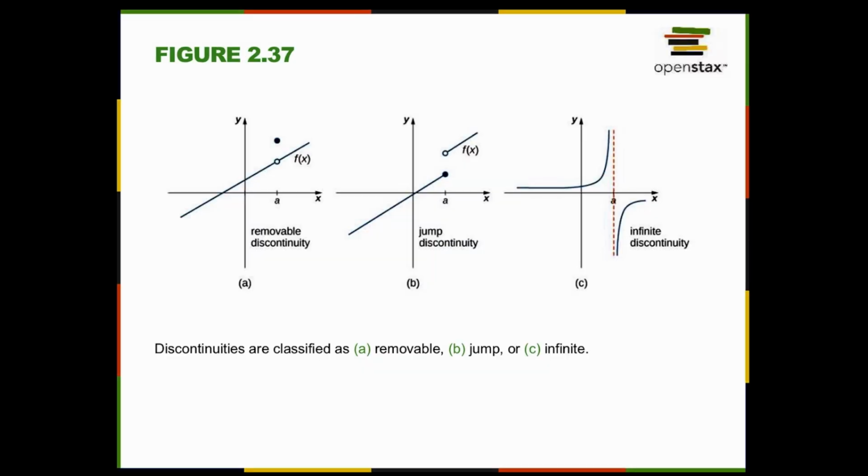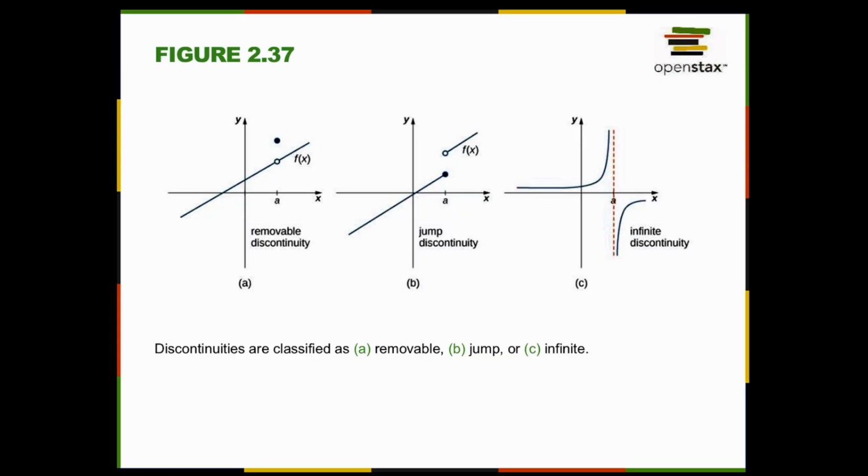So as we've just seen from the previous examples, not all discontinuities look the same. So mathematicians classify discontinuities into three major categories. The first category would be considered a removable discontinuity. We have a jump discontinuity, and we have an infinite discontinuity. And we're going to take a look at each one of these individually.